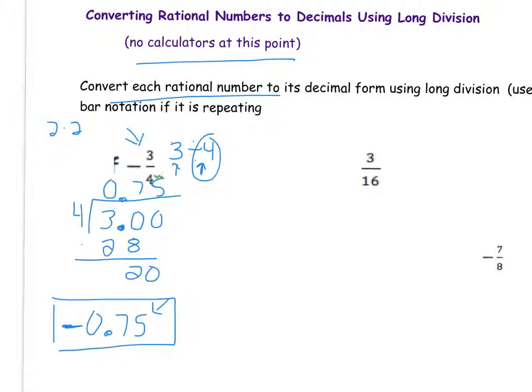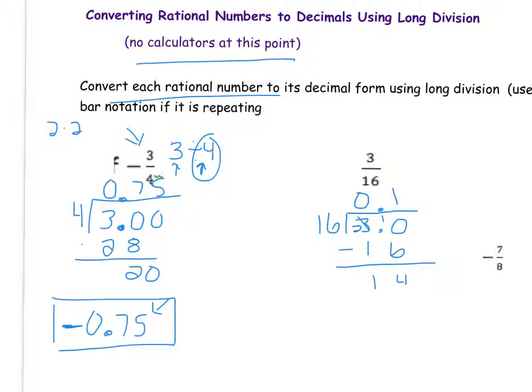All right, 3/16. So I'm going to put what I'm dividing by on the outside, what I'm dividing into on the inside. I'm going to add my decimal and a 0 right away because I know that 16 goes into 3 0 times. 16 goes into 30 one time. So 1 times 16 is 16, and I'm going to subtract down. Remember, you can borrow if you need to.